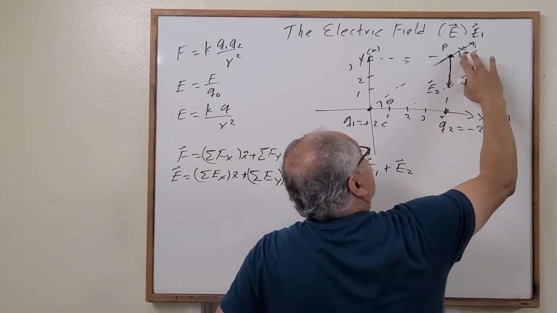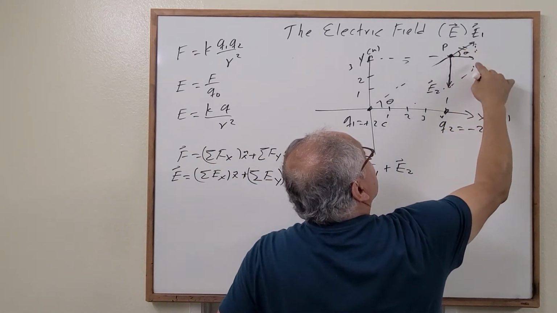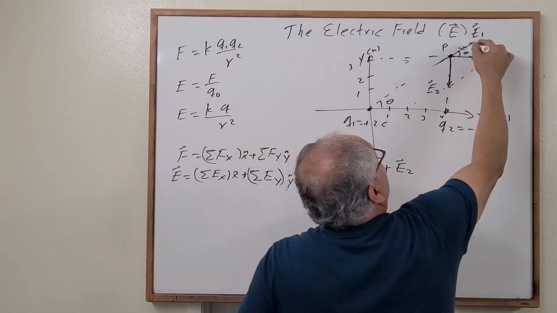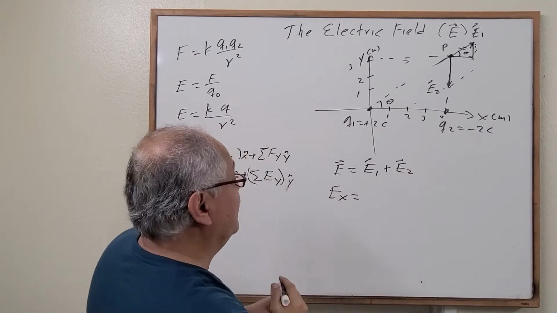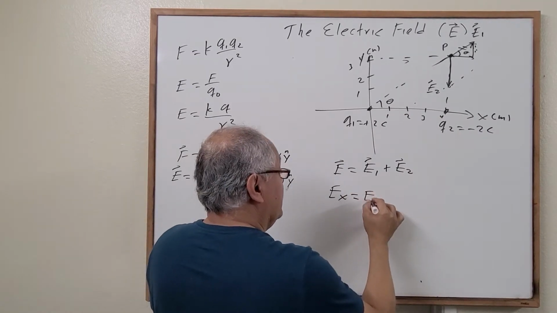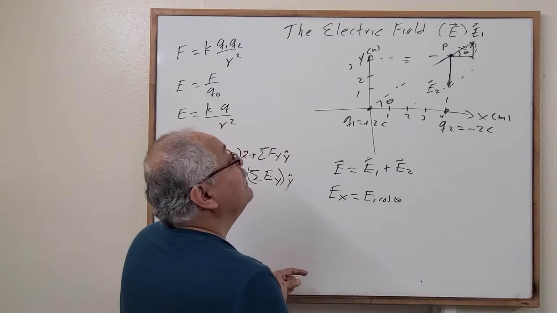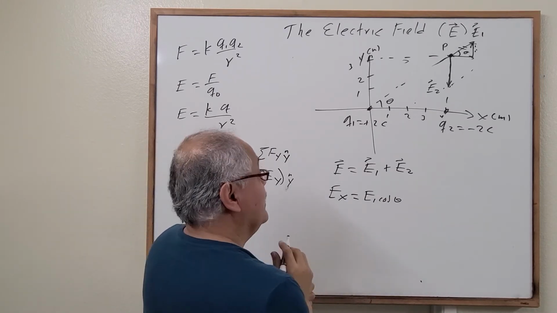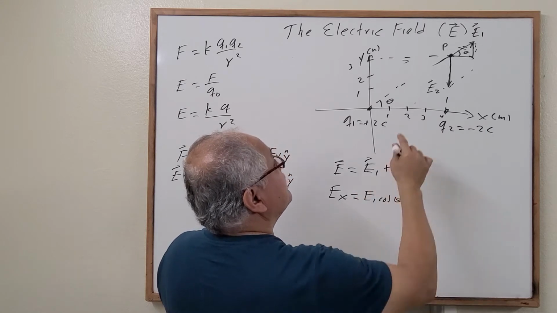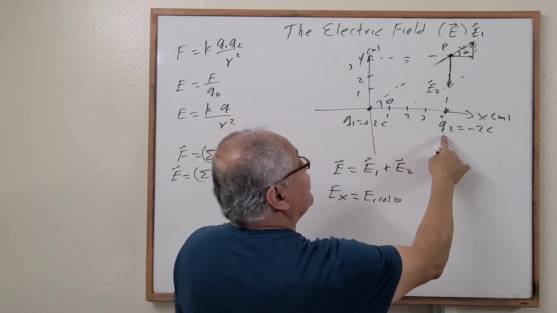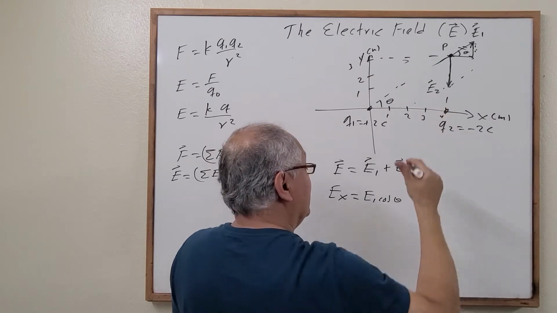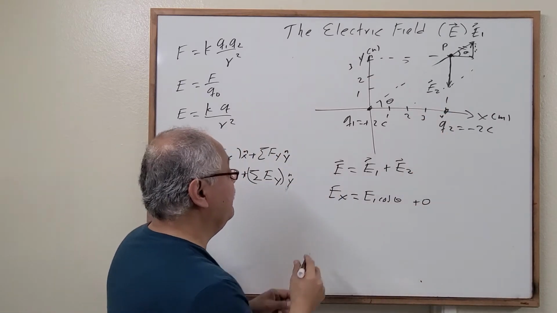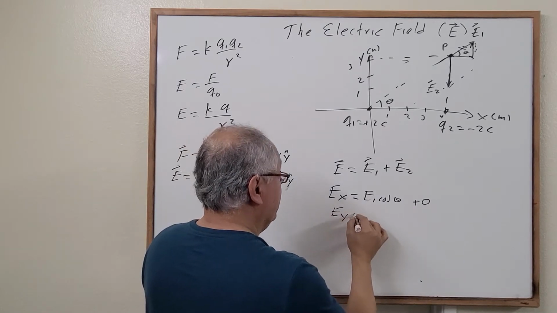Let me erase this part. The component in this direction, correct. This is the component in that direction. Perfect. So it's going to be what? It's going to be E1 cosine theta, correct. What else? This is for charge 1. For charge 2, well, charge 2 has components only in the y direction. Perfect. What about in the y direction?